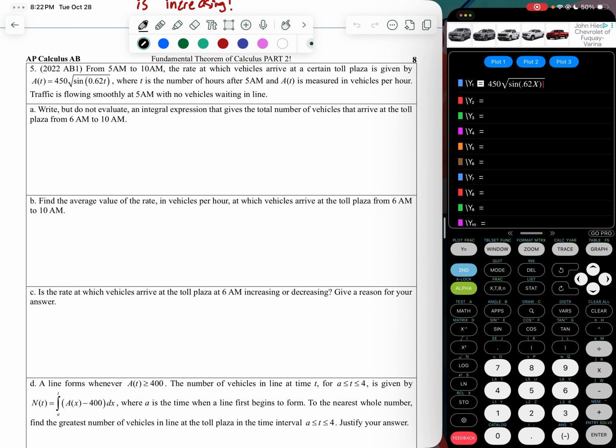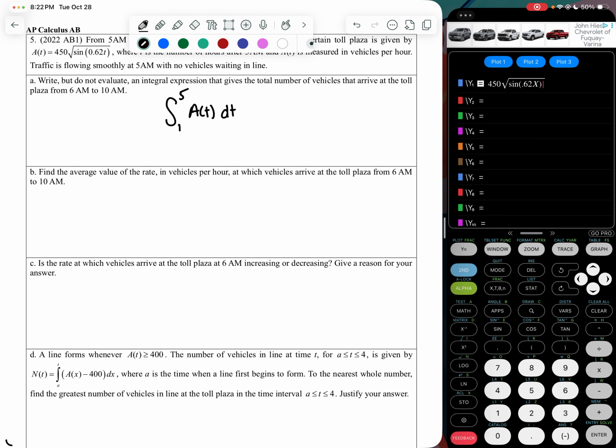Part A just says, write but do not evaluate an integral expression that gives the total number of vehicles that arrive at the toll plaza from 6 a.m. to 10 a.m. Since we're just looking at the total number of vehicles that arrive, and A of t is the rate, because that is vehicles per hour, we are going to take the integral from 0 to 5 of A of t dt. That's it. No need to do anything fancy.